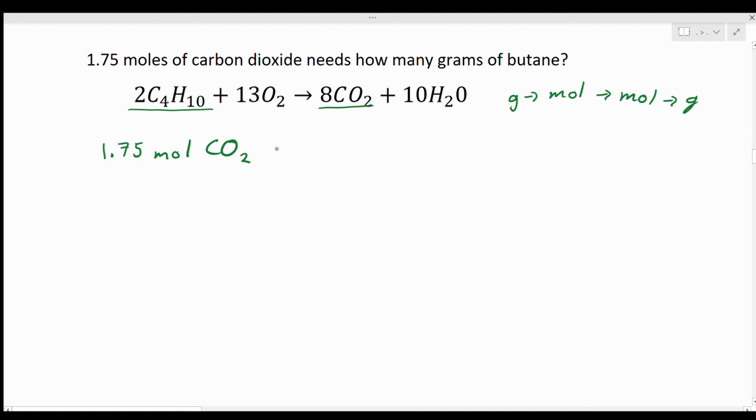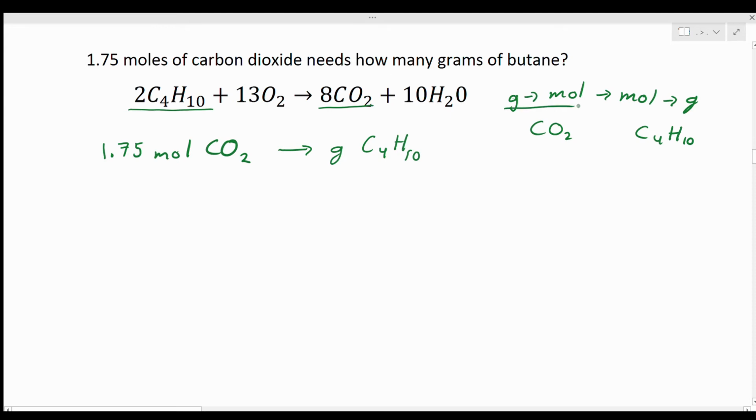Okay, and so we're going to need to know how many grams of this. So what is the relationship between 1.75 moles of carbon dioxide and whatever number of moles of butane? So here we see that we're going to be converting and involving grams.